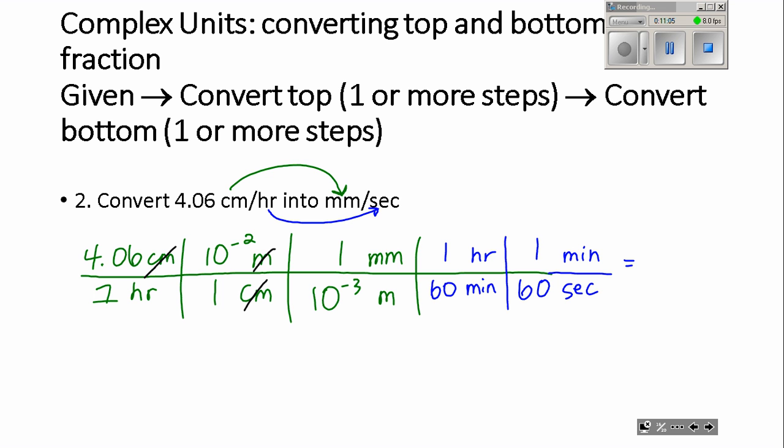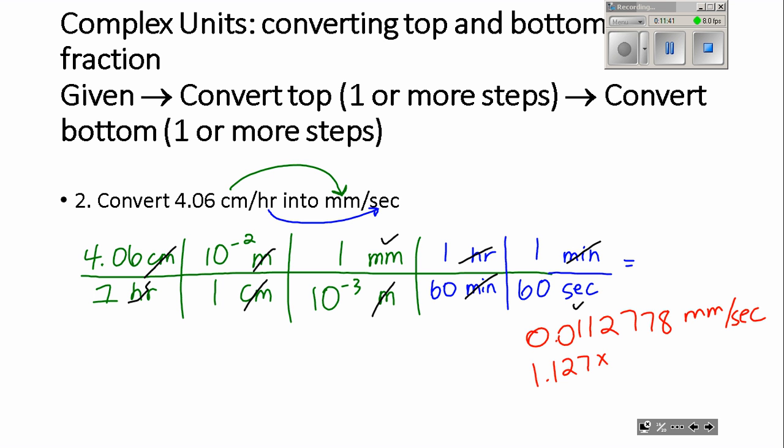Centimeters are gone, meters are gone, we're left with millimeters. And then we converted hours to minutes, converted minutes to seconds, and we were left with the units that we needed. What we will actually do is first step multiplication, second step division, third step division, fourth step division, and ultimately you should get an answer which looks like this. You're going to get 0.0112778, and what is that? Millimeters per second. And again, if you want to do that in scientific notation, 1.127 times 10 to the negative 2 millimeters per second.